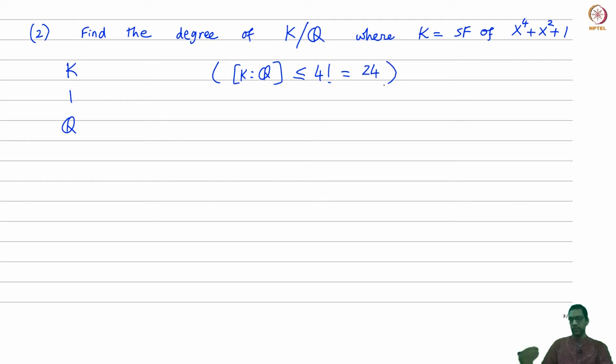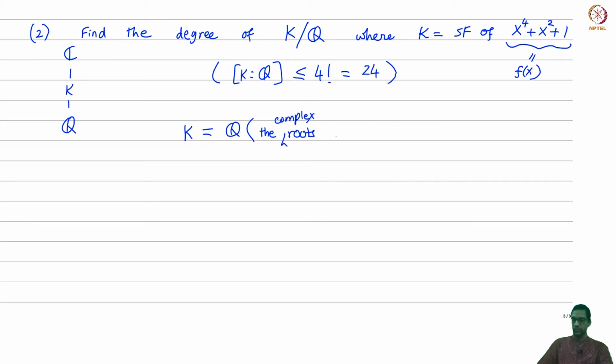Okay, but like we saw in the earlier example, in practice this is often much smaller. So let's see what it is in this particular example. Again, like we did in the earlier problem, we proceed similarly. We first take Q, and to it we adjoin all the complex roots of this polynomial. Let's call this polynomial f(x). Recall that I have C on top, and so I can just think of K as Q adjoined all the complex roots of this polynomial f(x). So let's try and find out what the roots look like.